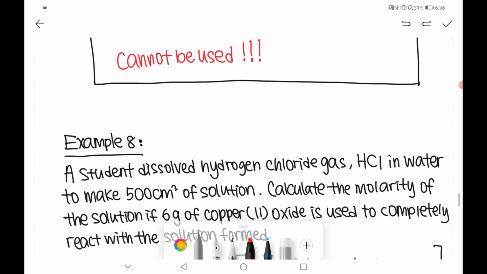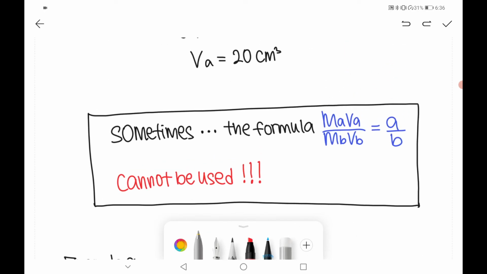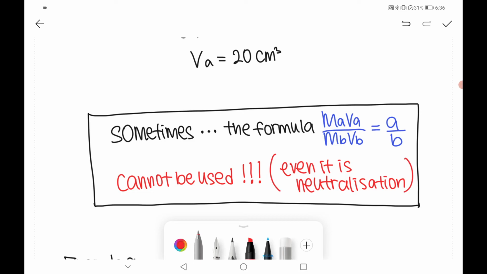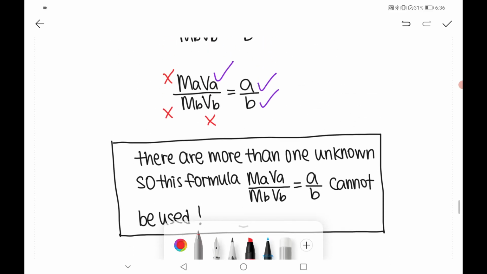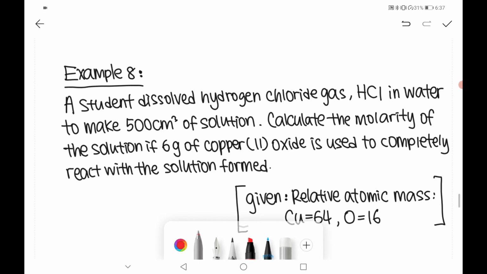Alright, so before we move on to example number 8, I want you to know this concept. Sometimes the formula MAVA equal to A over B cannot be used, even if the reaction is neutralization. Not to say that every time we have a neutralization process, we can always use MAVA MBVB equal to A over B. No. Sometimes even if it is a neutralization, we cannot use the formula. So let me show you by using example number 8 and also example number 9. This will be the last two examples for today's lesson. Okay, all right, so let's look at it.